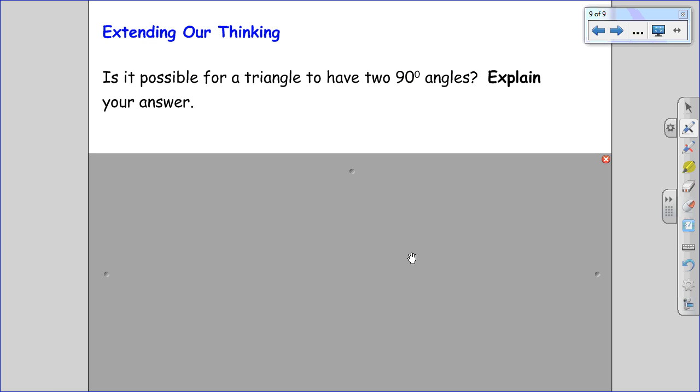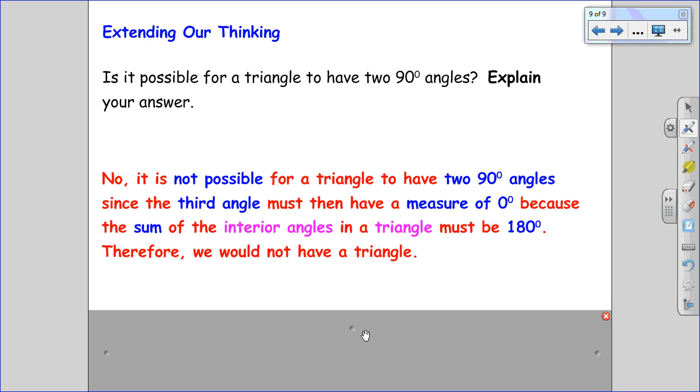Finally, just want you to think for a few. Is it possible for a triangle to have two 90-degree angles? Pause the video and think about that before you continue on with the answer. Since we know the angles in a triangle add to be 180 degrees, if there were two 90-degree angles, then we're at 180 degrees before we consider the third angle. So therefore, it's not possible for a triangle to have two 90-degree angles.